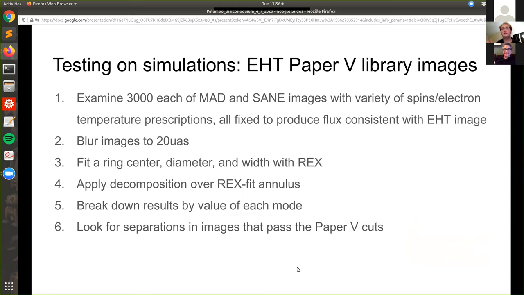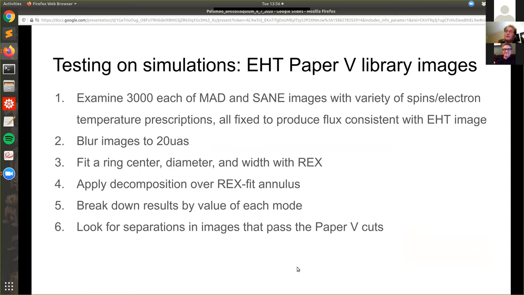So how do we actually test this on the library? We examine 3,000 each of MAD and SANE images with a variety of spins and electron temperature prescriptions. So this is 6,000 images total. It's the full canonical set that was used in paper 5. And these have all been fixed to produce a flux consistent with the EHT image, which essentially means that the accretion rate has been set to produce about half a Jansky of flux.